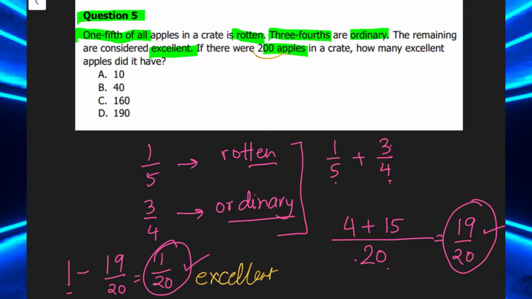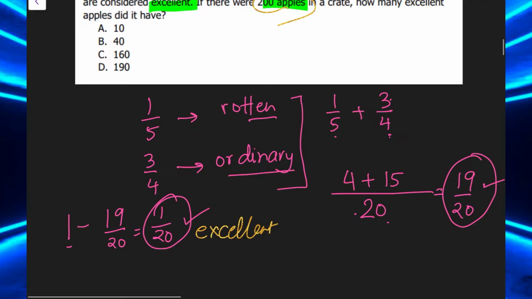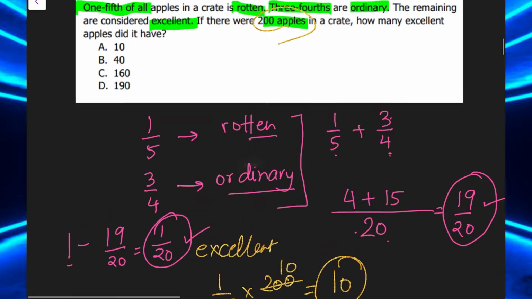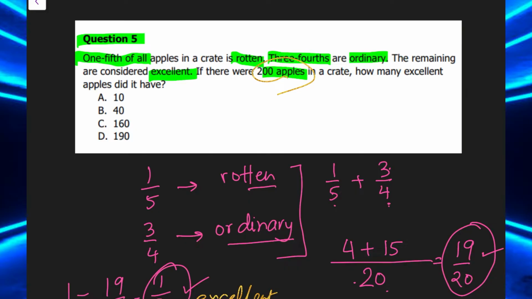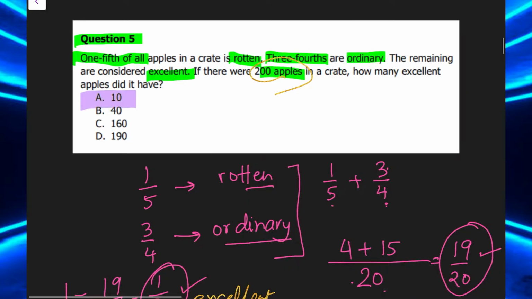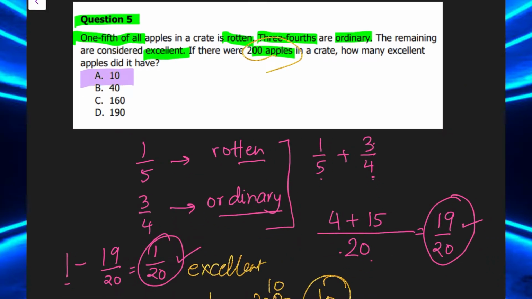Now if there are 200 apples, we have to find 1/20 of 200 apples. And this is easily 10. There are just 10 apples which are excellent. So we found our answer, A. 10 apples out of 200 apples are of excellent quality.